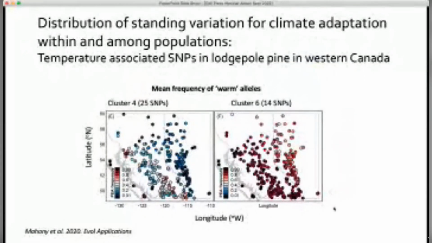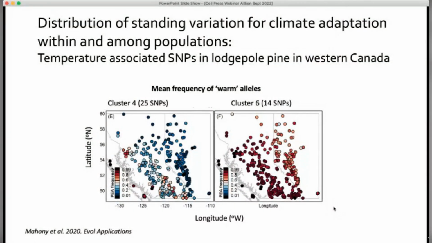If we map the distribution of variation in those 2 clusters, what we see is a marked divide corresponding to the Rocky Mountains running here between British Columbia and Alberta. Cluster 4 has lots of variation in warmer populations, but very little variation in cooler populations. And we see the reverse for cluster 6. The good news from this analysis is that almost every population was polymorphic for almost every SNP that was associated with this trait.